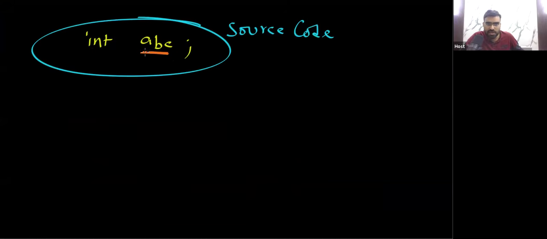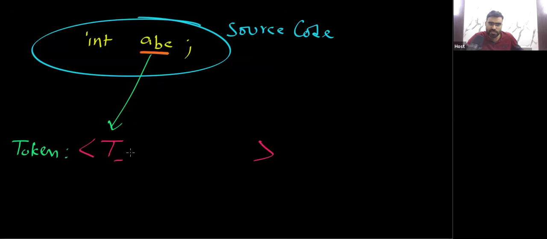Now, for this ABC, a token will be generated. What is the token that will be generated? Tell me. The token generated is identifier, because this is a user defined variable name. Yes or no? So you can give this token the name identifier.